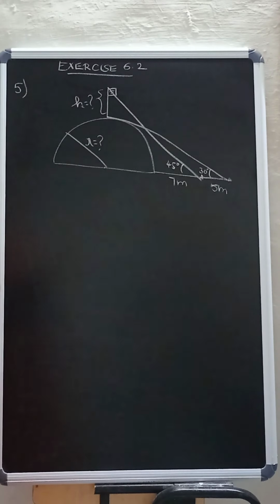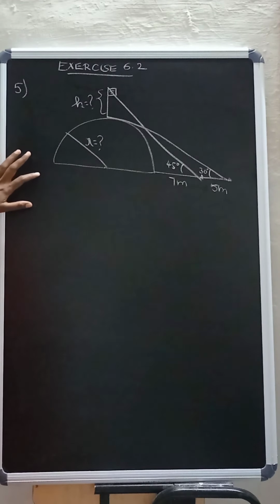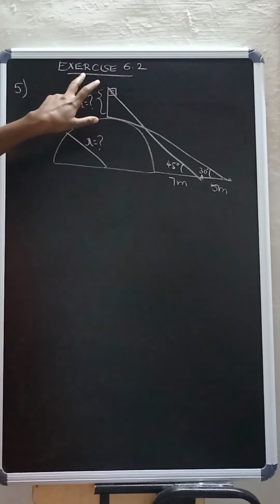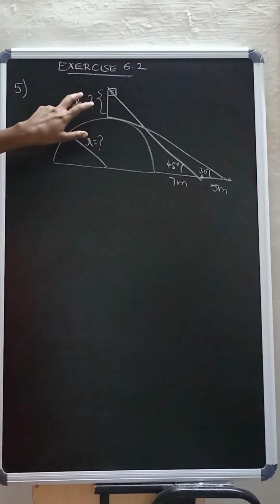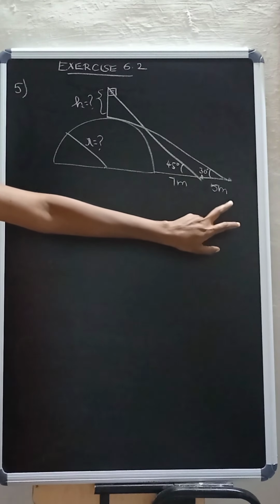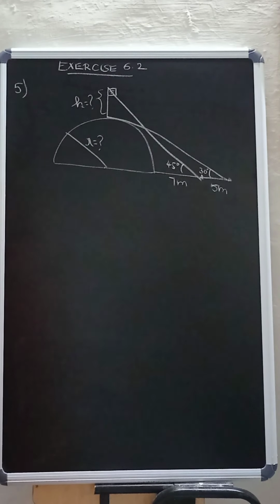A flagpole h meters is on the top of a hemispherical dome of radius r meters. A man is standing 7 meters away from the dome, seeing the top of the pole at an angle 45 degrees and moving 5 meters away from the dome and seeing the bottom of the pole at an angle 30 degrees. Find the height of the pole, and second is find the radius of the dome. Root 3 value they have given 1.732. Now we need to find.